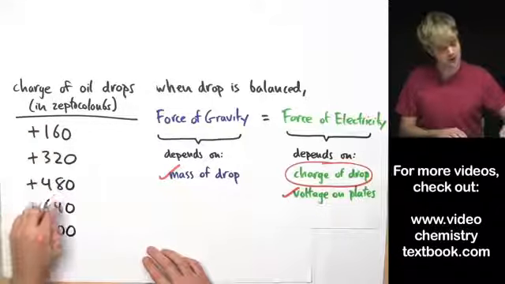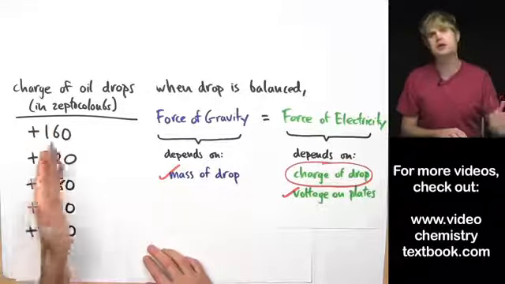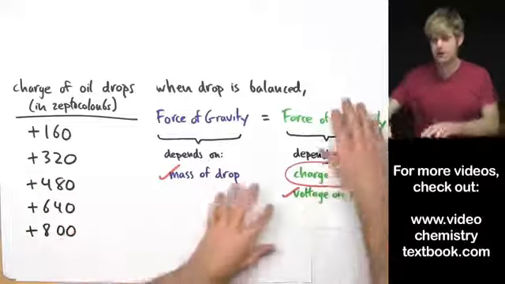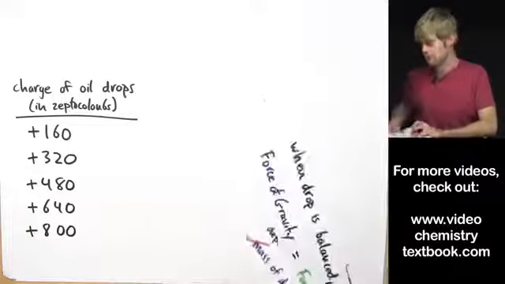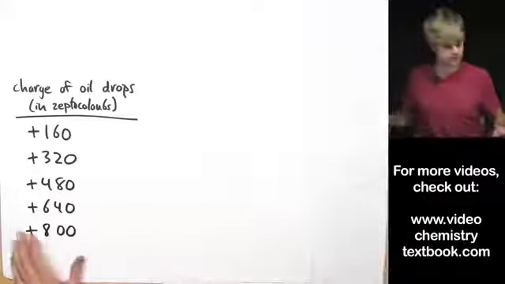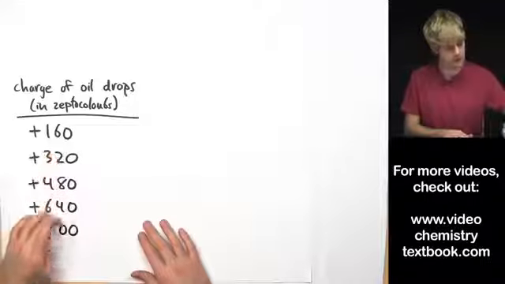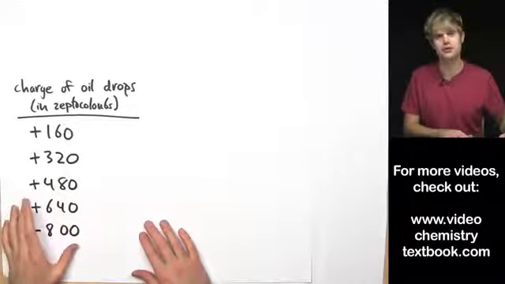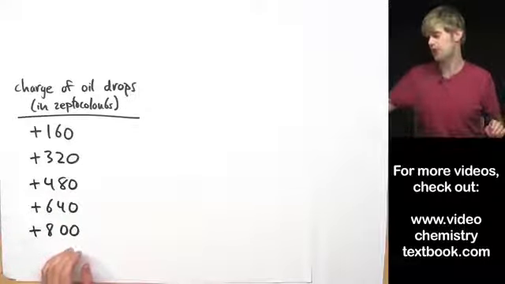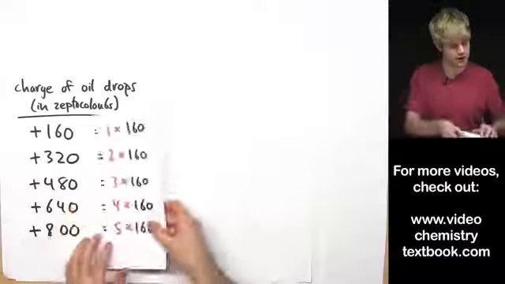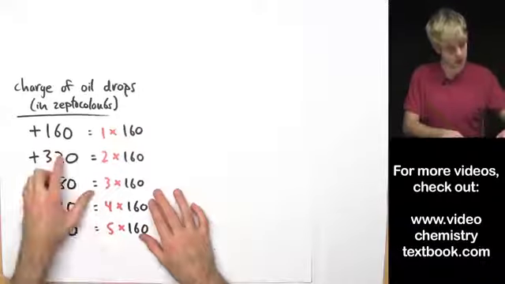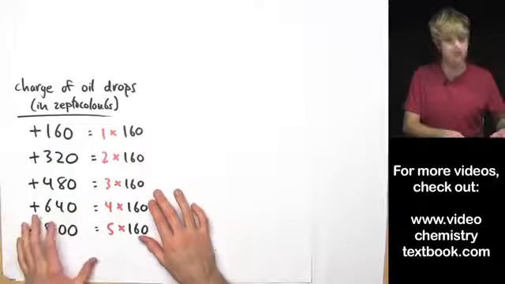When they start looking at these numbers, they notice something interesting. They notice that there is a pattern in the numbers. And here's what it is. All of these numbers are multiples of 160. Okay? So look, this is 1 times 160. This is 2 times 160, 3, 4, 5, and so forth.